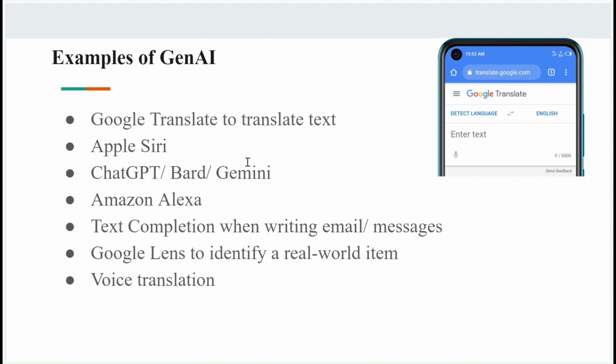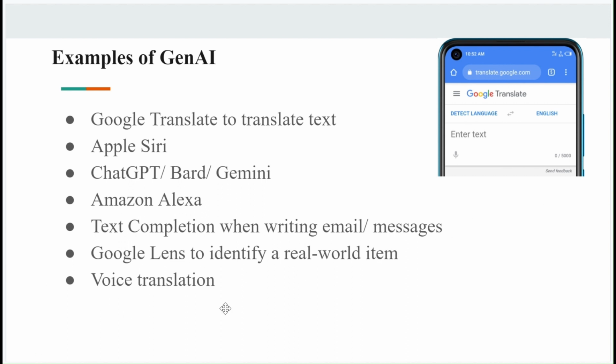Then ChatGPT, Google Bard, Google Gemini are various examples of Gen AI query-response based systems, where you enter a query and you get a response. And this query can be an intelligent question which you might be asking to seek support in some context, or to gather some new information, or to learn about a new topic, and so on. Amazon Alexa is another example.